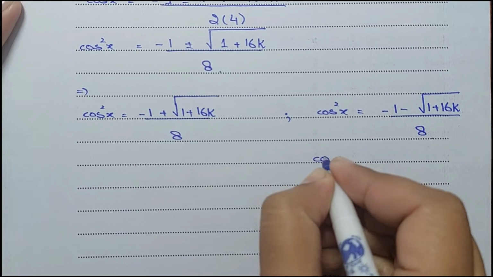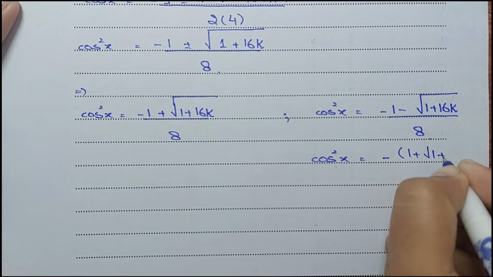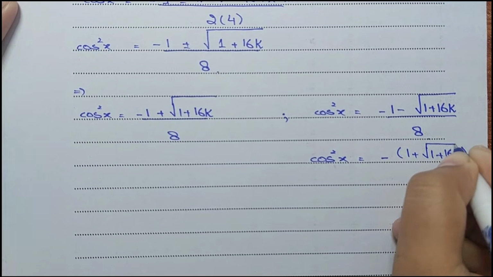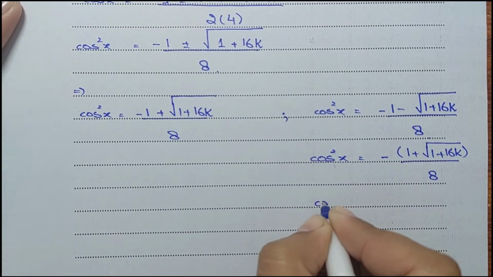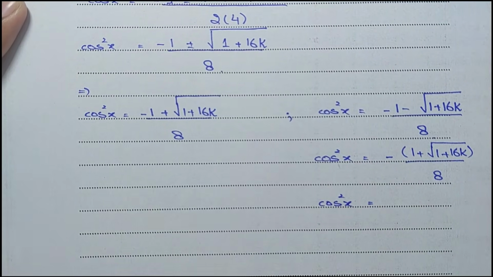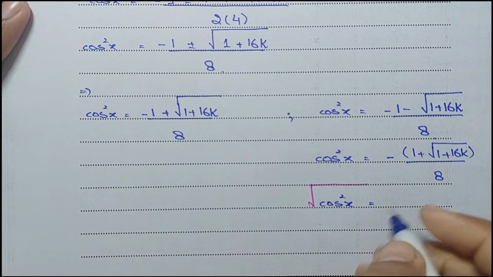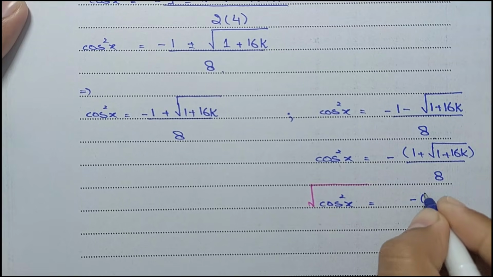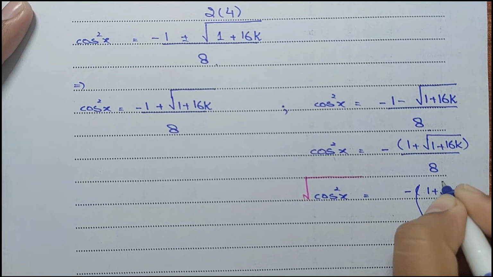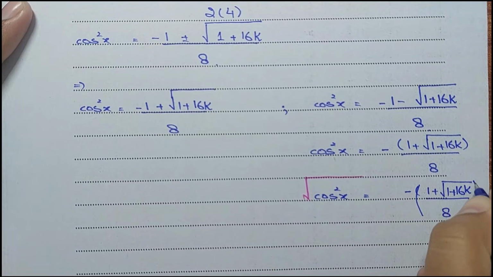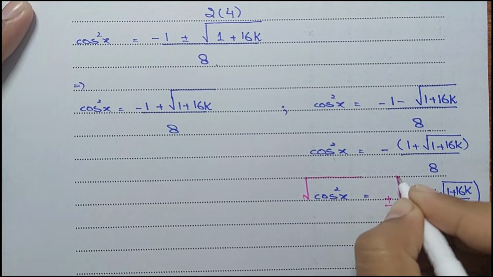Okay, from here, let me solve the second one first. Cos square of x, take a negative sign common. We are left with 1 plus root 1 plus 16k divides 8. Right. Okay. Now, what is taking a square root on both sides to get the value for cos, right? The square root and the same thing we can do, negative of 1 plus root 1 plus 16k divides 8, and the square root with a plus minus sign.